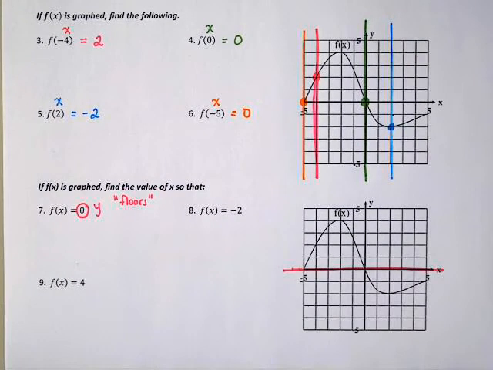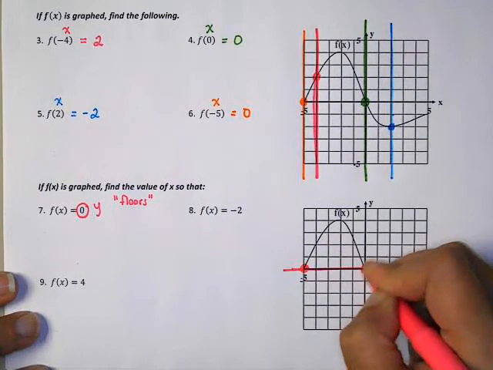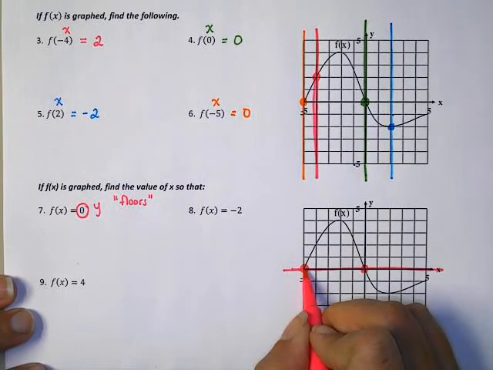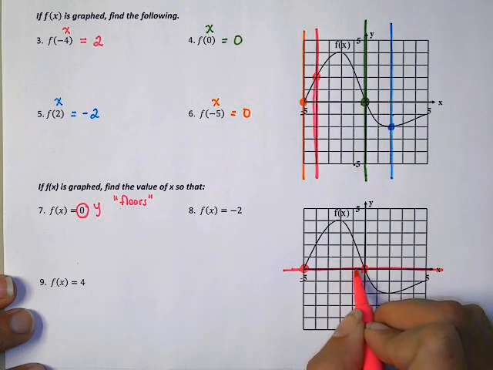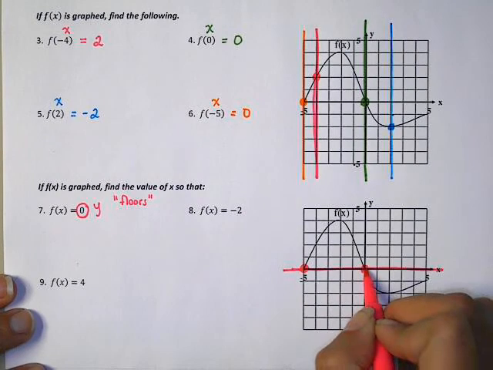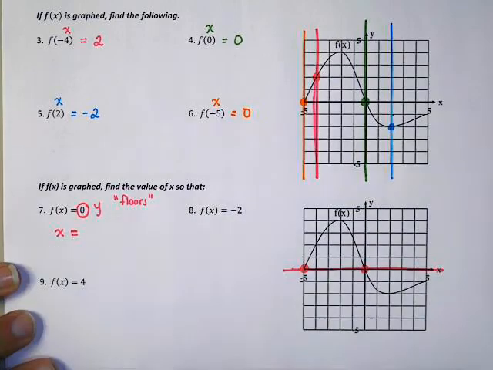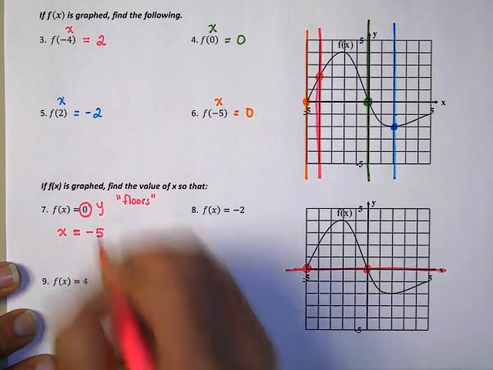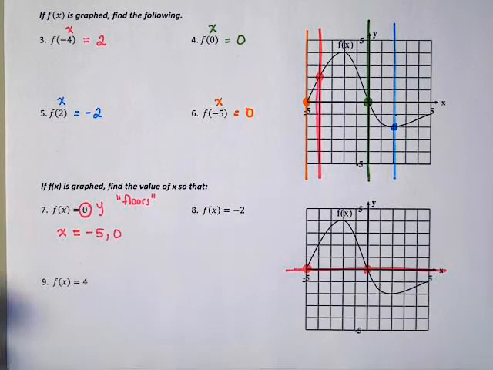If I look for where the graph touches the 0 floor, that actually happens in 2 spots. When I have 5 steps to the left, and when I didn't move at all. So I went 1, 2, 3, 4, 5 steps and I landed there, and I went 0 steps and landed there. So there would actually be 2 answers. When x is negative 5, I'm on the 0 floor, and when x is 0, I'm on the 0 floor.